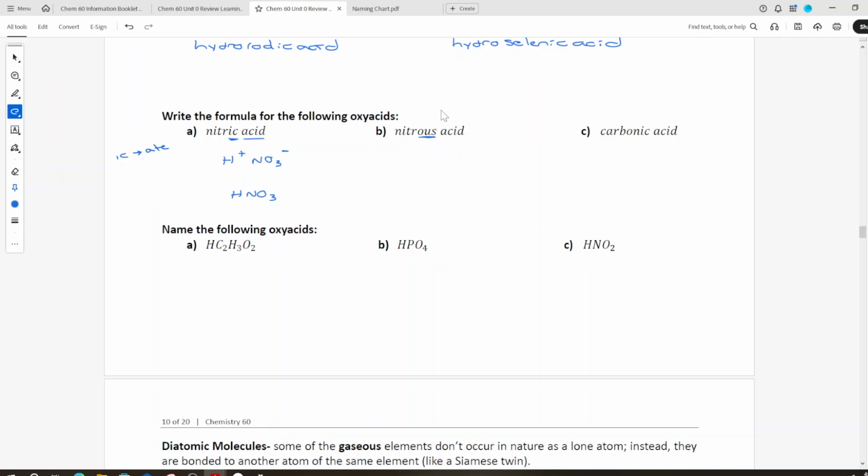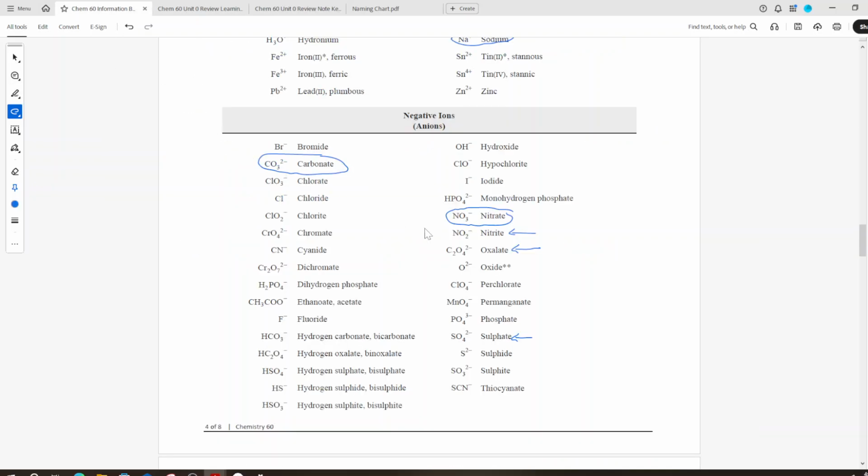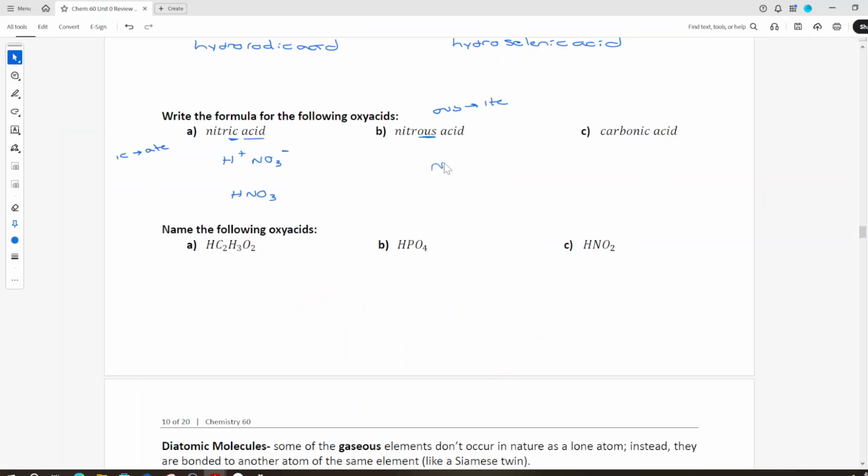Nitrous, so us, goes with I took a bite, so I know this is going to be nitrite. So then I go to my information booklet, I look at nitrite. Nitrite is the one that has less oxygens. So it's going to be NO2 with still a -1 charge. So it's going to be NO2 minus combining with that hydrogen plus, and the formula would be HNO2. Then we move on to carbonic. Again, carbonic, I ate it and it was icky. So I'm looking at carbonate.